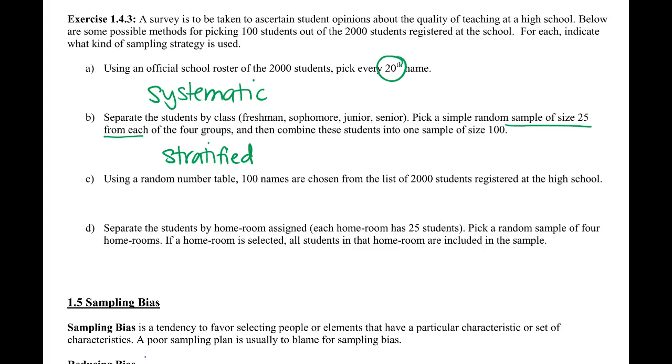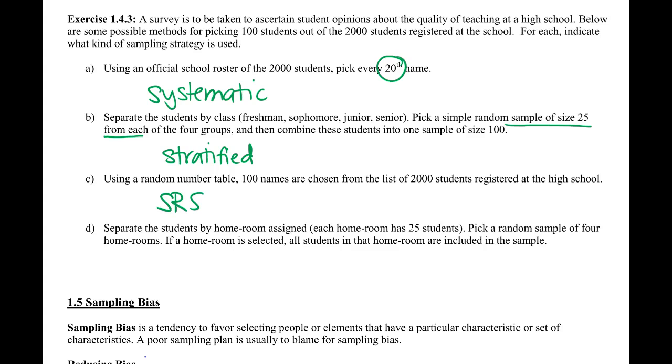C says we're going to use a random number table, and we're just going to choose 100 names using that. A random number table is a really antiquated way to sort of have numbers randomly generated. So that's what that is. And we're just choosing names at random. Nothing exciting, no groups, no system in terms of choosing every kth. So this is our SRS.